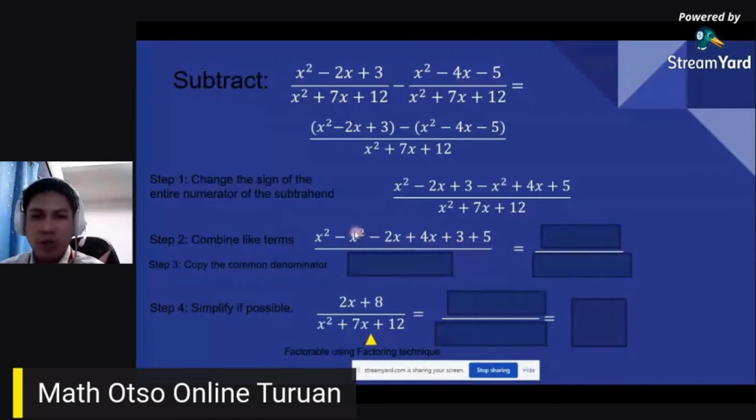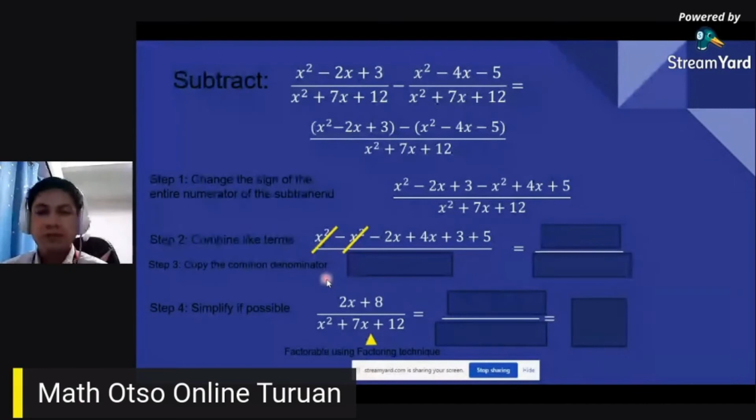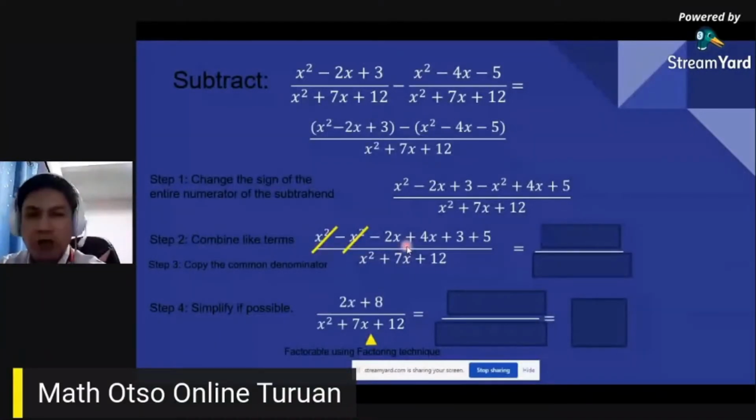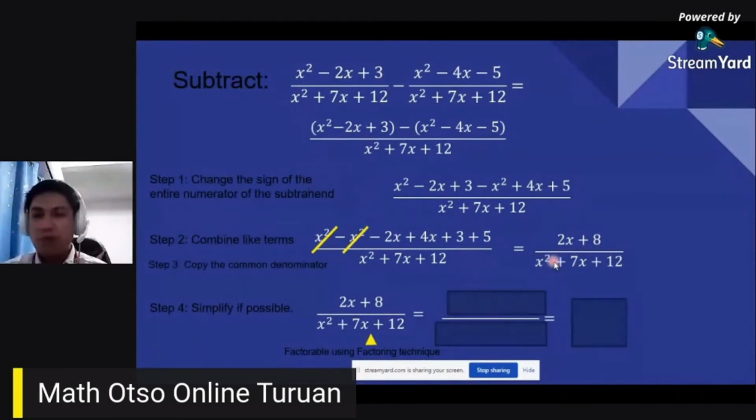So, let's start with x square. Guys, that is already canceled out. It is 0, because x square minus x square is 0. And then, we have negative 2x plus 4x. The signs are different, so we subtract. And then 3 plus 5 is 8. Let's see the result of the numerator: 2x plus 8. The 2x came from negative 2x plus 4x, subtraction because the signs are different. And then 5 plus 3 is 8. And then copy the common denominator. So that is the result after we combine like terms.